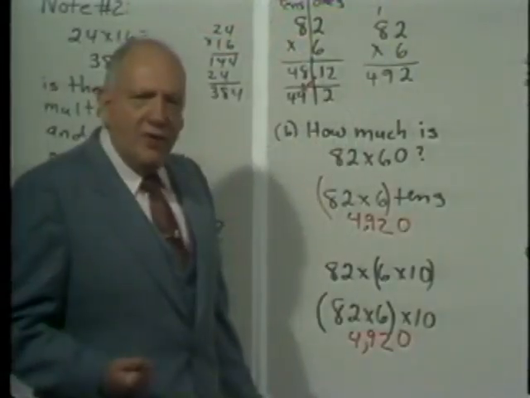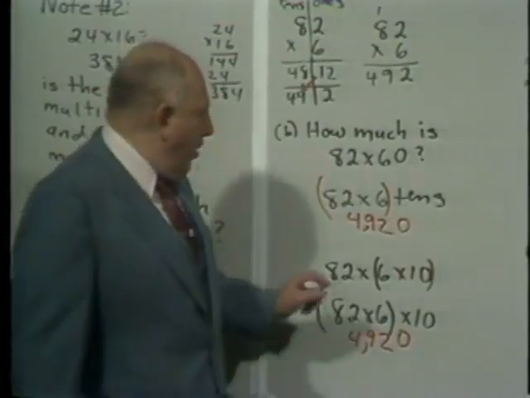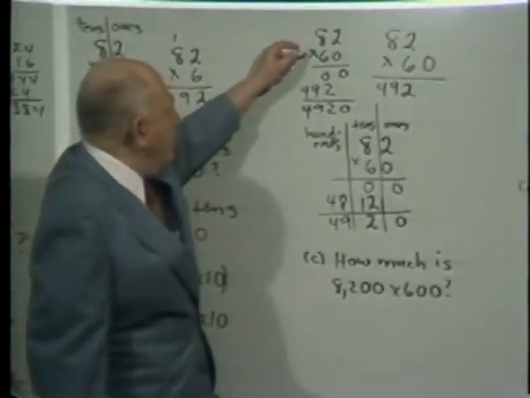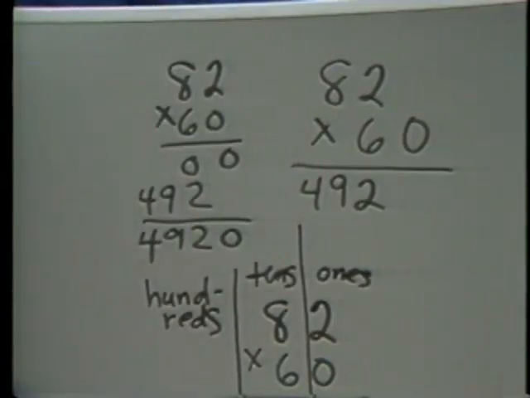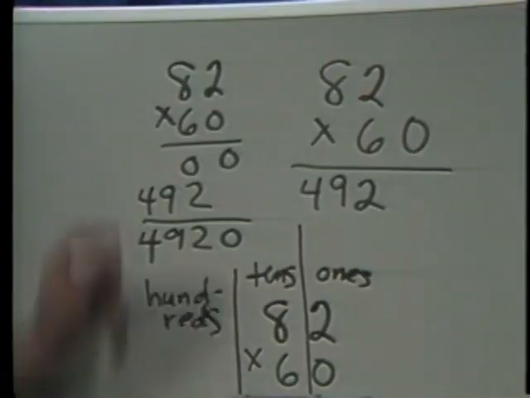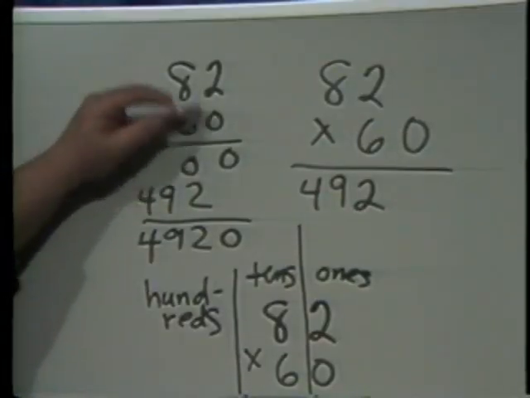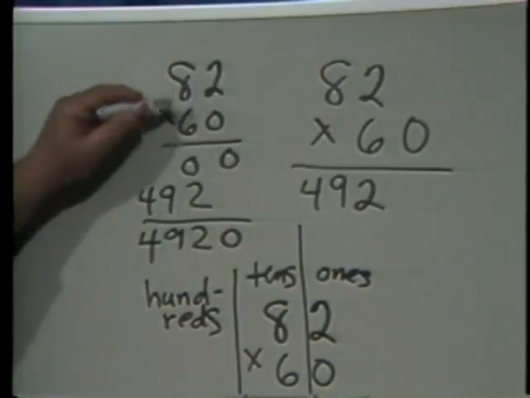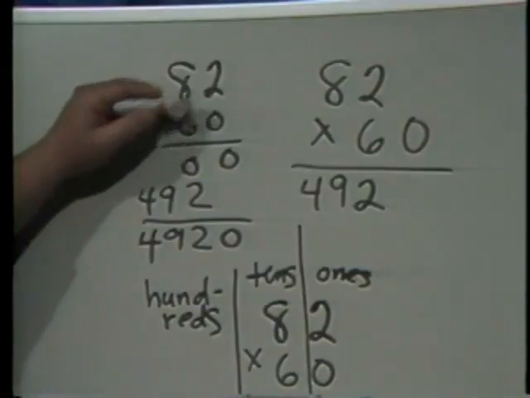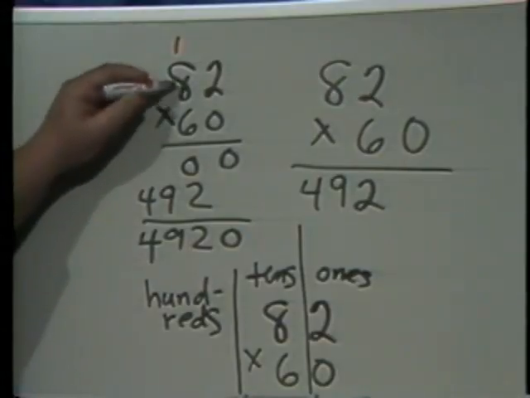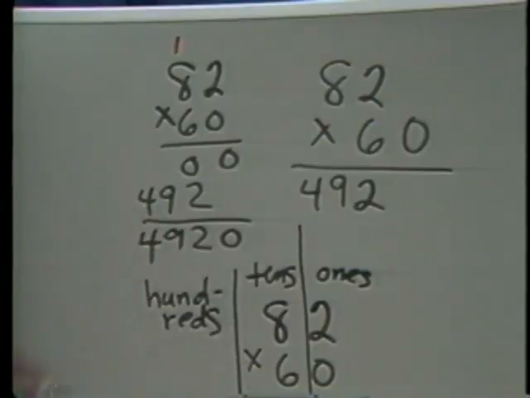What's the more traditional way of doing this? We put the noun on top and the adjective on the bottom, and we write 82 times 60. And what's the rule? Each digit in the downstairs number multiplies each digit in the upstairs number. Each digit on the bottom number multiplies each digit on the top number, and you say what? 0 times 2 is 0, 0 times 8 is 0, 6 times 2 is 12, put down the 2 and carry the 1. Okay, 6 times 8 is 48, and 1 is 49. Now you add this up, and you get 4,920.